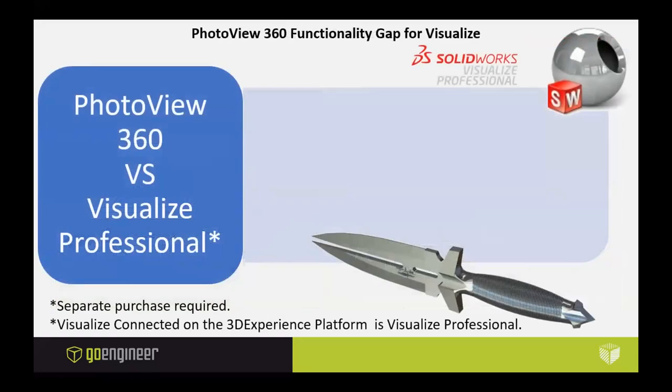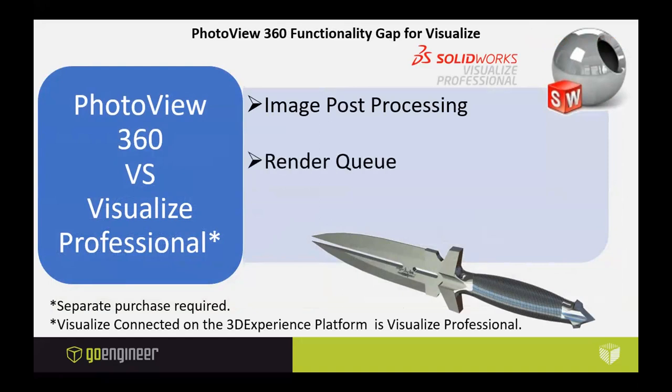All right, additional functionality gaps between the two products. Image post-processing and the render queue. And probably the hugest one is the network rendering capabilities. I was about ready to say network render client, but you'll see why here in a second.